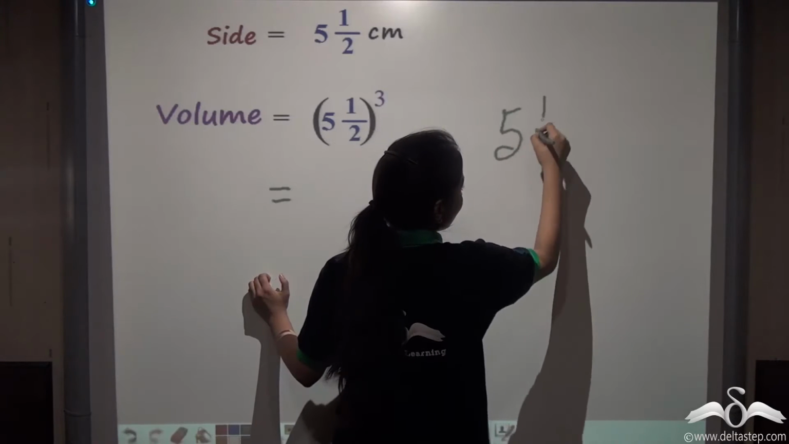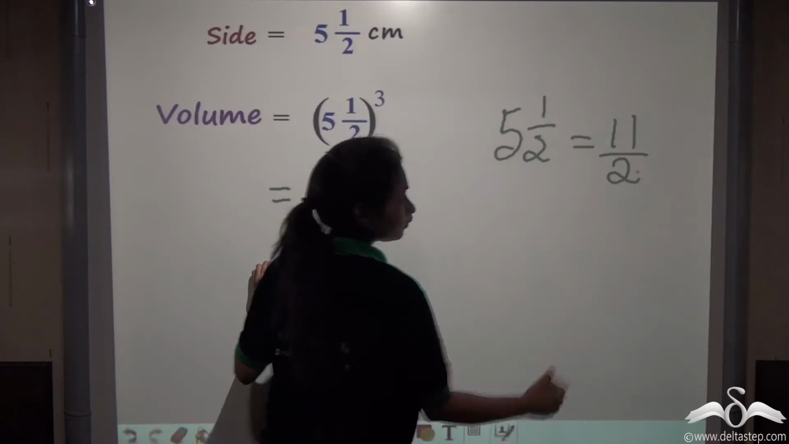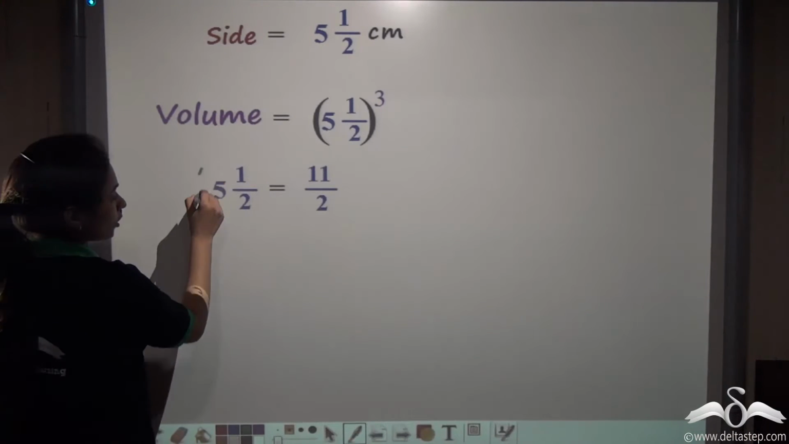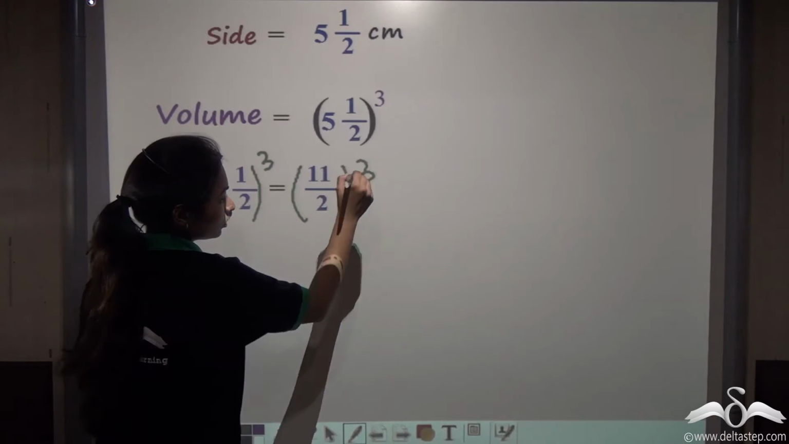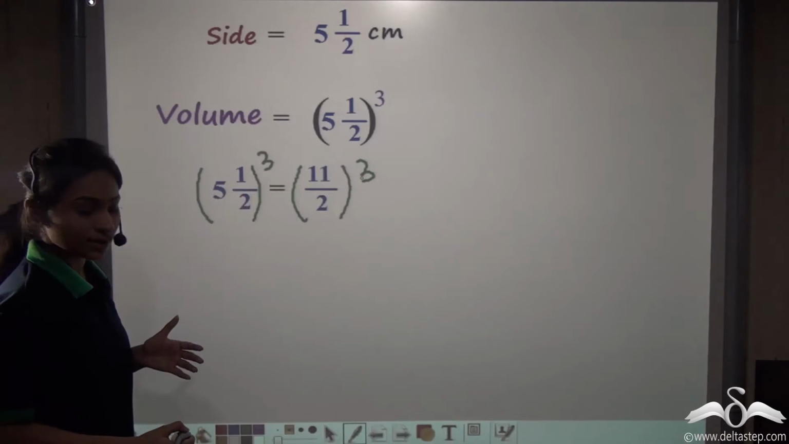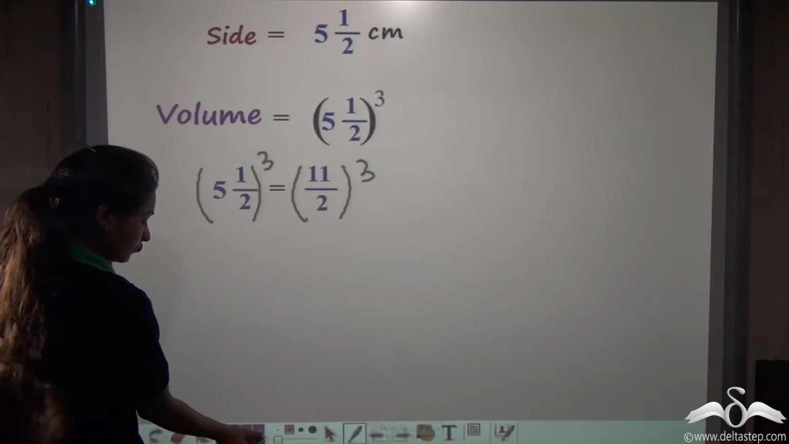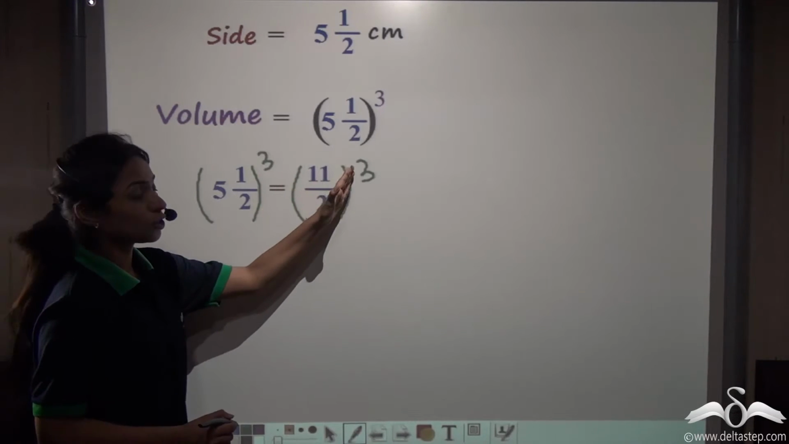So 5.5 is actually what? 11 by 2. So if I want the cube of 5.5, I can find out the cube of 11 by 2. This will give me my answer. So now let us solve this to find out the cube of 5.5. Now 11 by 2 when cubed.